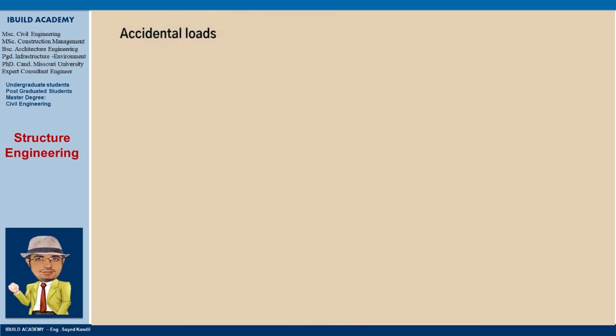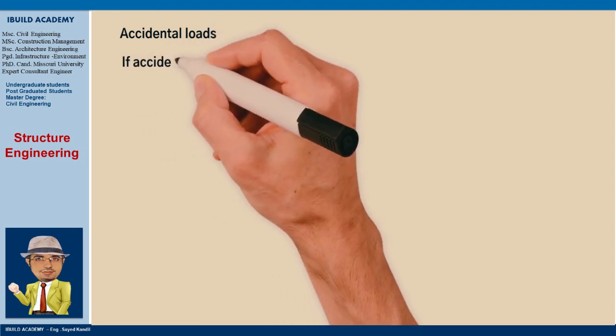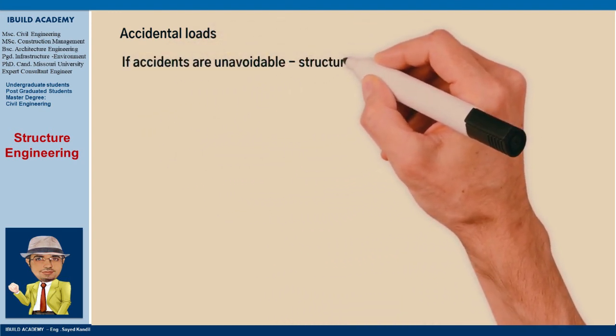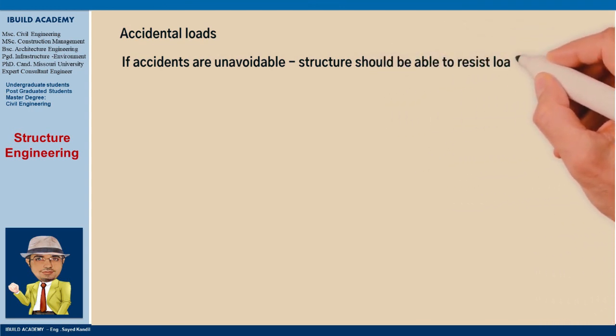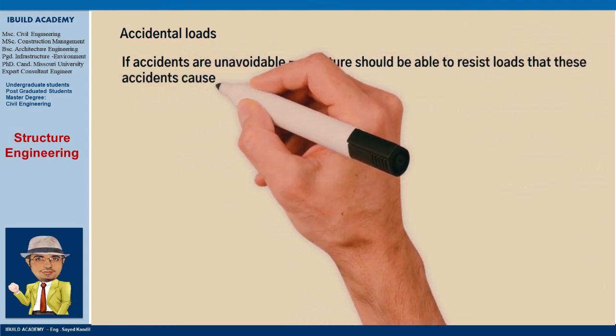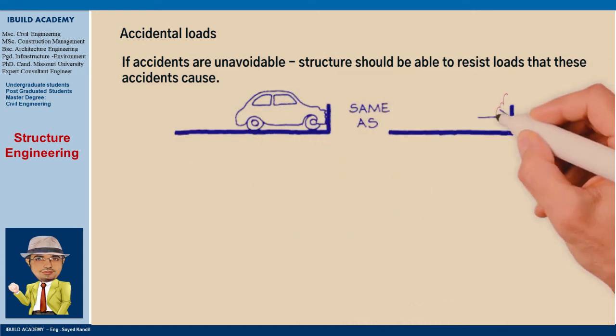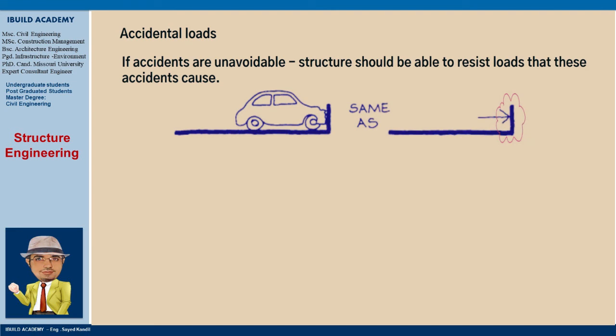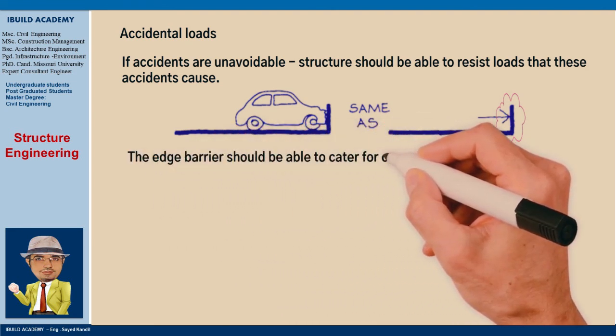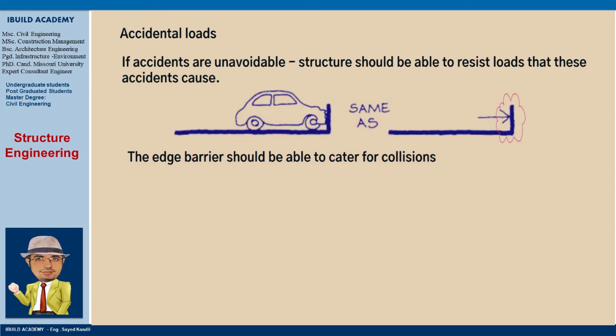Accidental loads. The occurrence of accidental loads is inextricably bound up with concepts of safety. How safe anything is, driving a car or drinking water, is a matter for society to decide, or at least keep under review. If accidents are thought to be likely, and unavoidable, then the structure should be able to resist loads that these accidents cause. For instance, in a multi-story car park, it is likely and unavoidable that someone will hit the edge barrier whilst parking. The edge barrier should be able to cater for run-of-the-mill collisions but not suicide attempts.